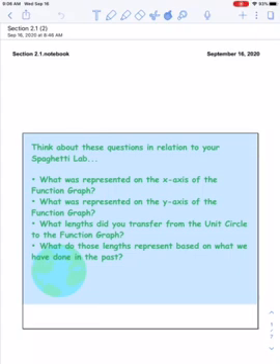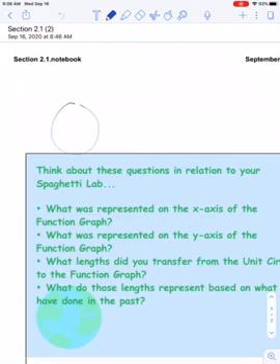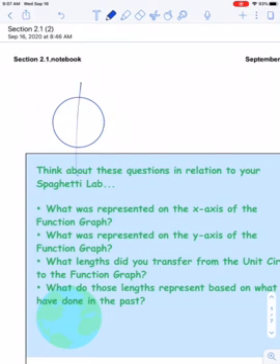All right, this is section 2.1. So a lot of this is based on your spaghetti lab that you have started. So these questions, what was represented along the x-axis of your function graph? If you remember, you made your spaghetti lab. You had your unit circle that you made with your piece of spaghetti as your radius, okay?